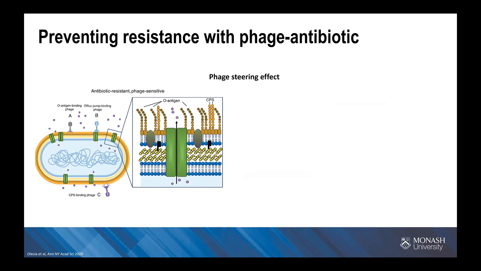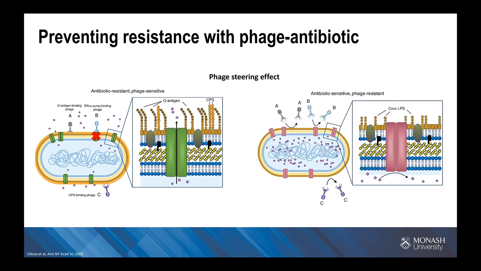And over here, I will start off with the concept of phage steering effect, which refers to the use of phages to kill antibiotic resistant bacteria. During this process, it will force the surviving bacteria to resist phage infection, for example, by mutating the efflux pumps to prevent the binding of phages. However, these modified efflux pumps are now unable to push out the antibiotics from the bacterial cell, causing the bacteria to become susceptible to the antibiotics.